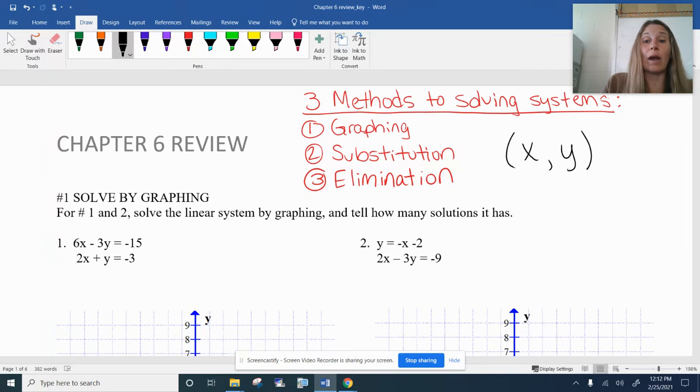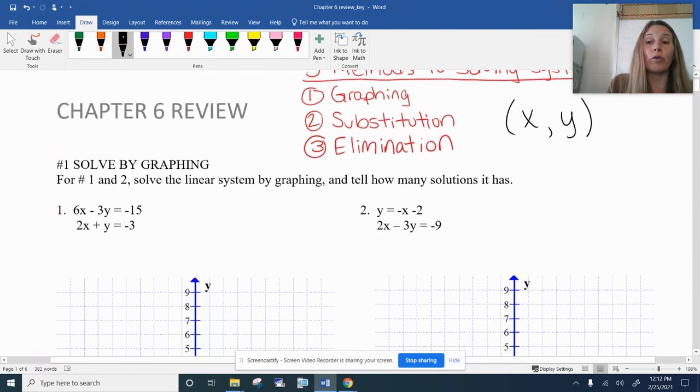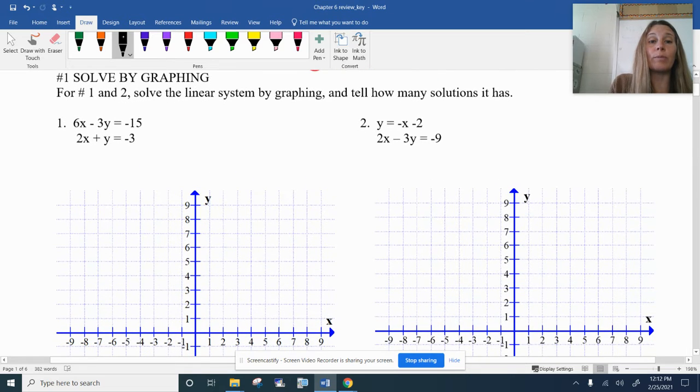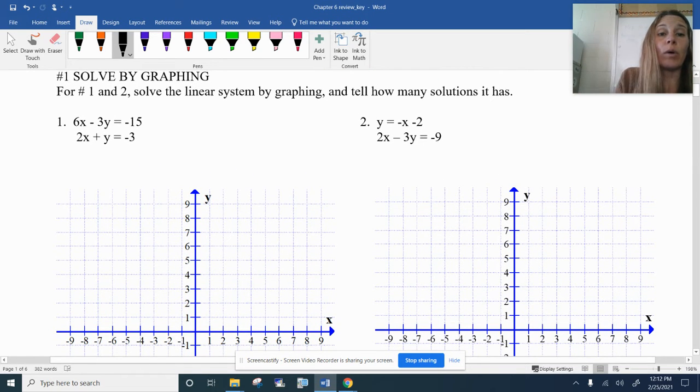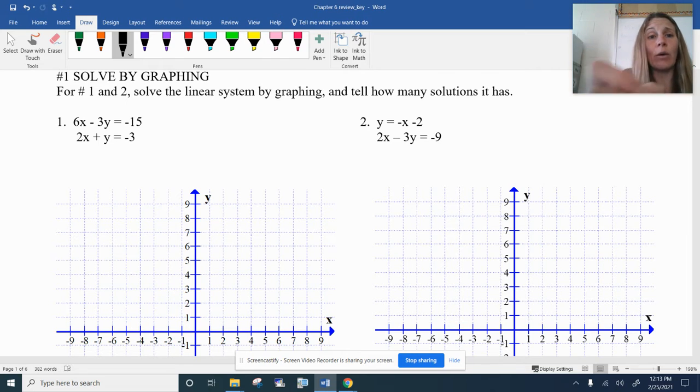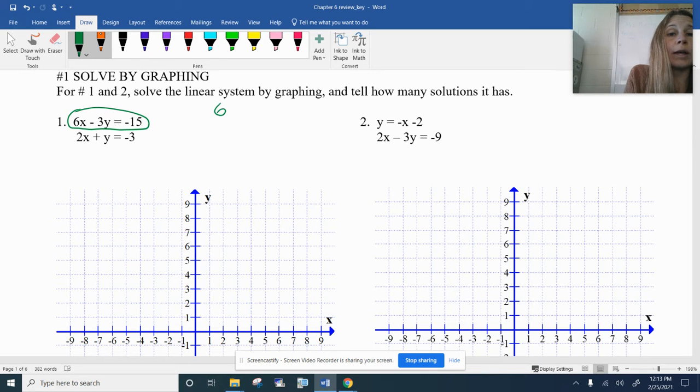So the 3 methods are graphing, substitution, and elimination. So first, we're going to go over the graphing method. So basically, when we do graphing, we want to get each of our equations into that y equals mx plus b form and graph it. You don't have to graph it in that way, but that's the most common way that people use to graph a linear equation.